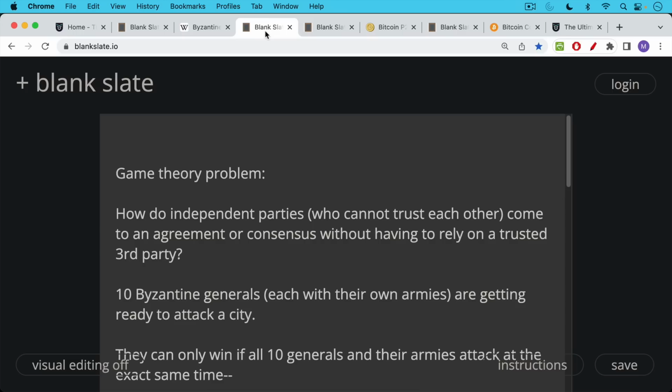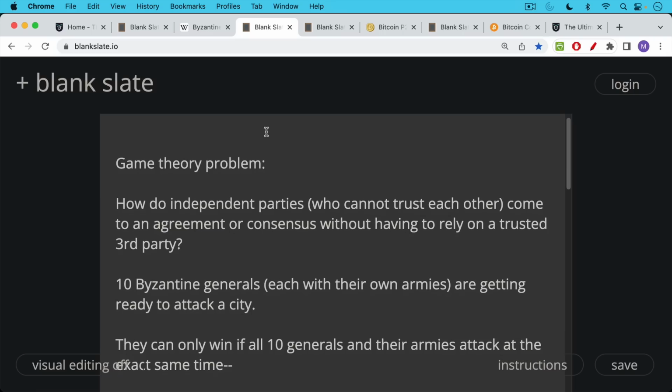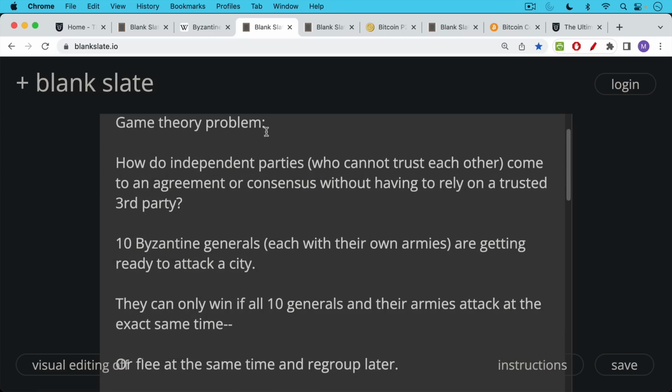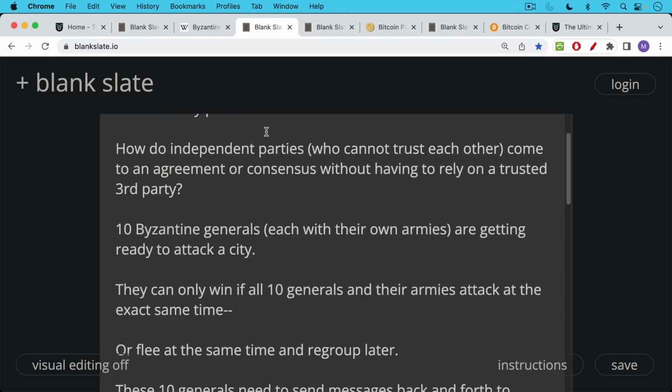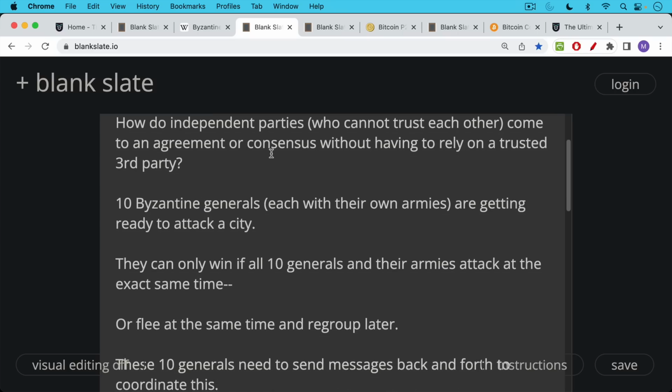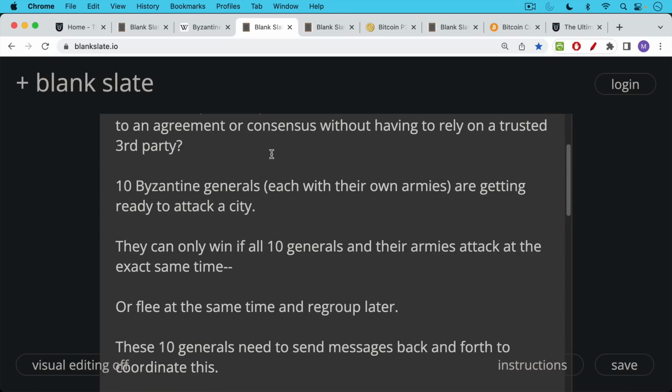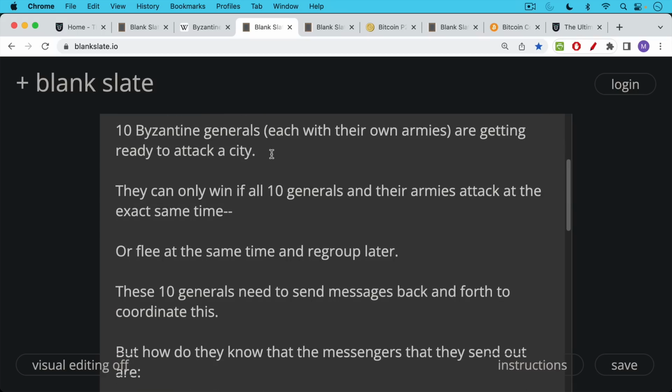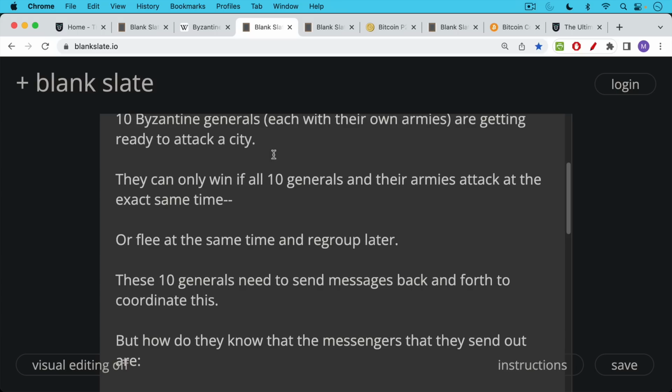Basically, the Byzantine Generals Problem is a game theory problem. And the question it's asking is this: how do independent parties who cannot trust each other come to an agreement or consensus without having to rely on a trusted third party? The example that's used is 10 Byzantine generals back in the days of the Byzantine Empire. Ten Byzantine generals, each with their own armies, are getting ready to attack a city, and they can only win if all 10 generals and their armies attack at the exact same time, or flee at the same time and regroup later. So it's basically a coordination and consensus problem.